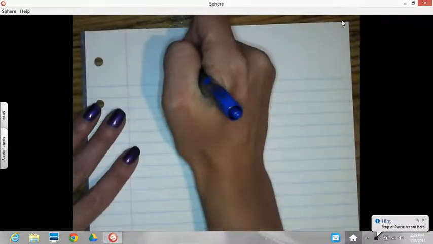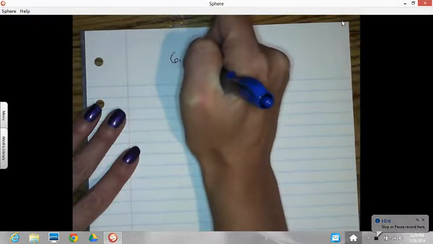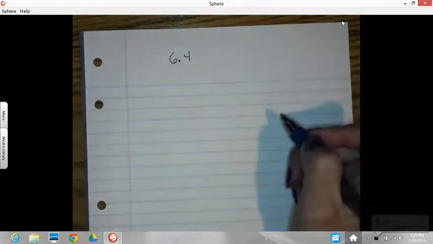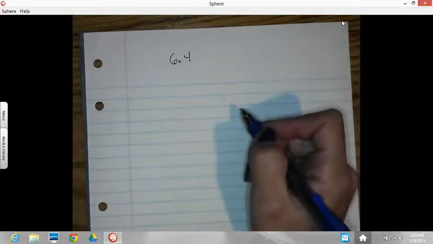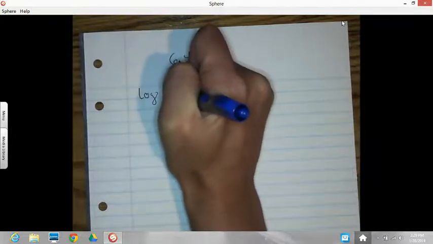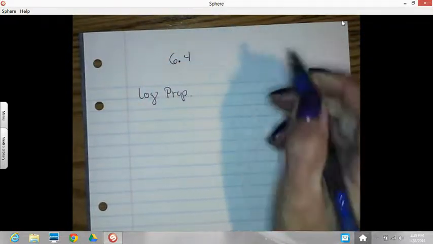Alright, 6-4, and we're only spending 1 day here. You are going to be proving those log properties for the natural log function. Let's do those log properties we had before. There's just the 3 of them.